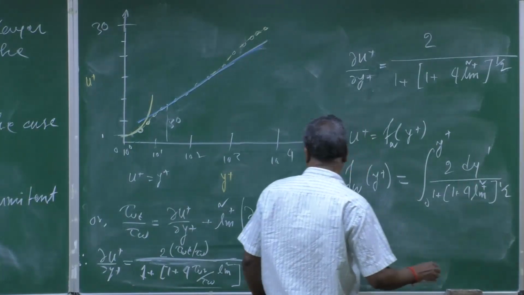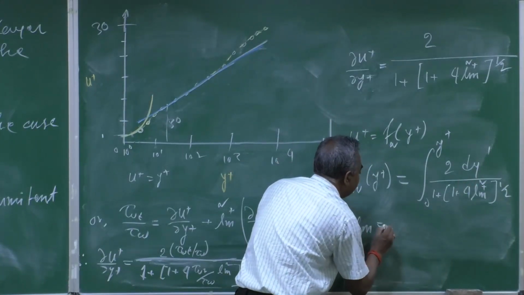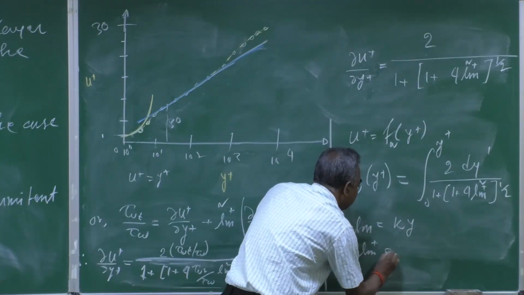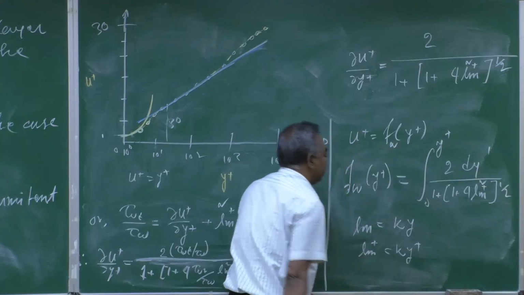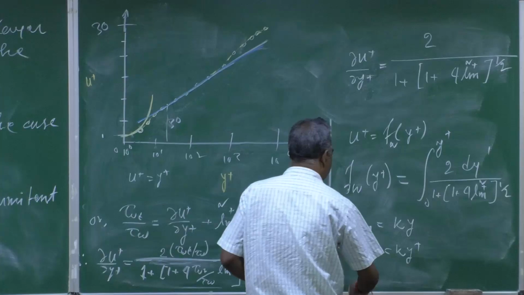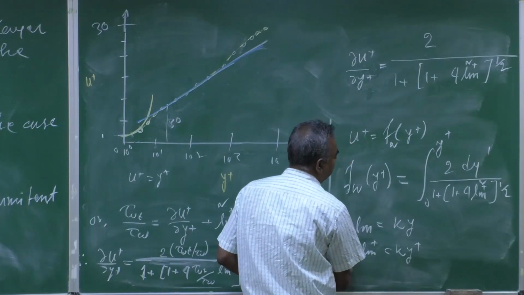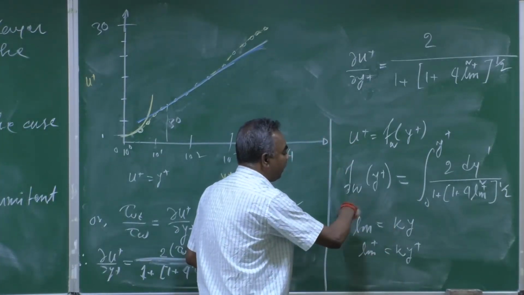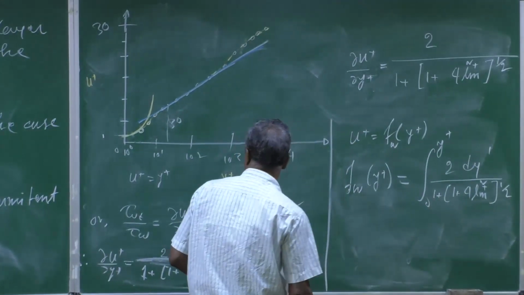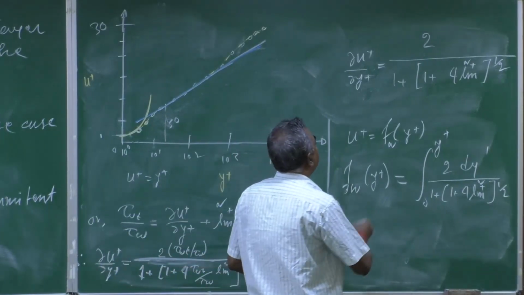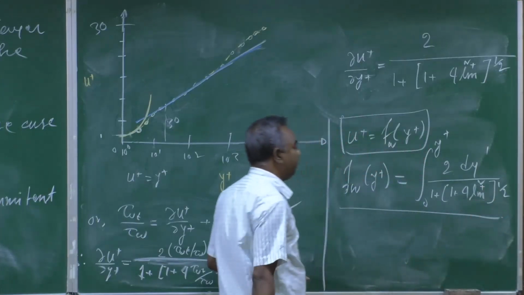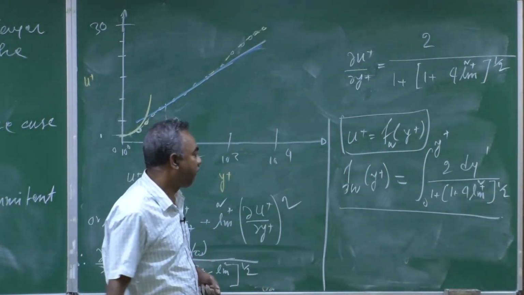Because in the logarithmic layer the Lm can be written as kappa y. So, Lm plus is nothing but kappa y plus. So, Lm is a function of y, and in the logarithmic layer this is what can be considered. So this is the equation, and F_w is given by this, as per the mixing length theory.